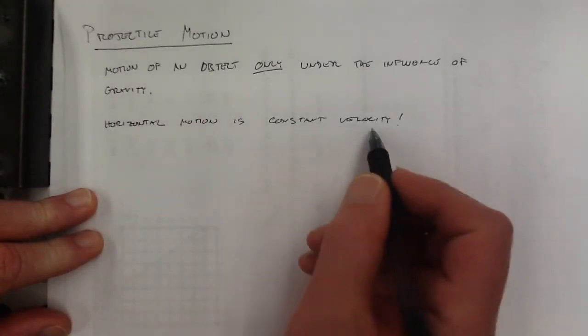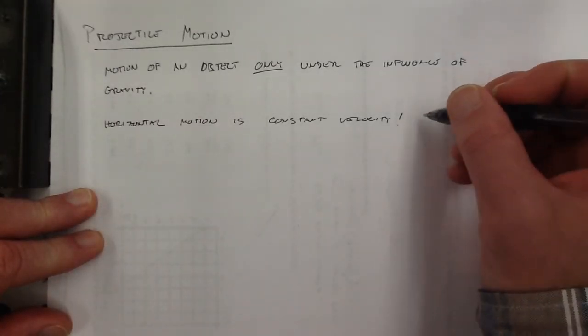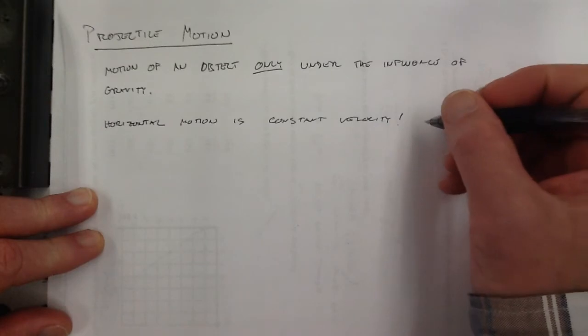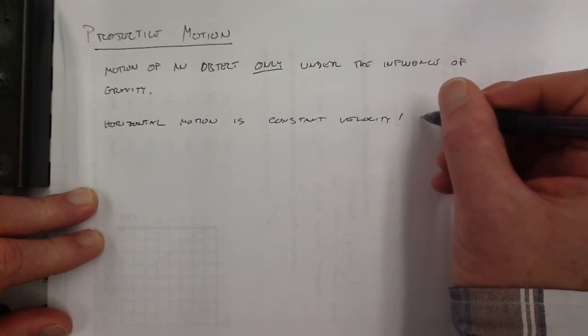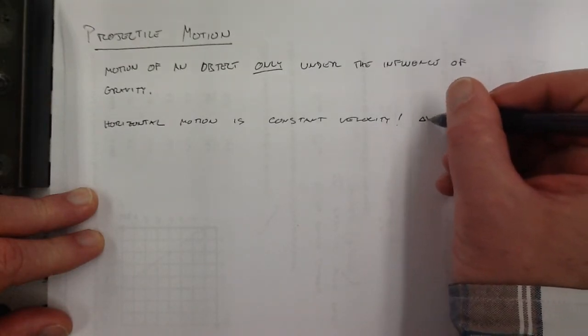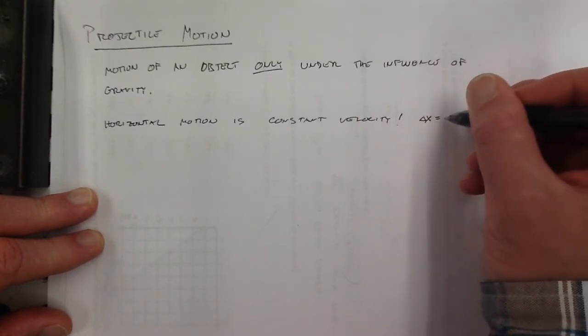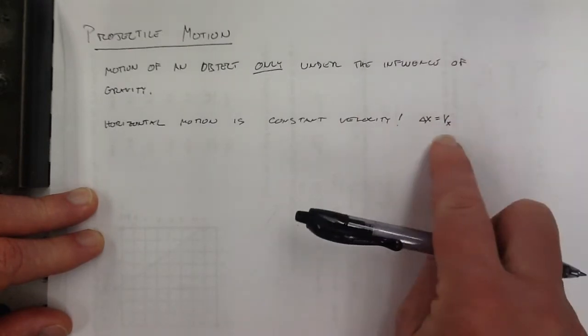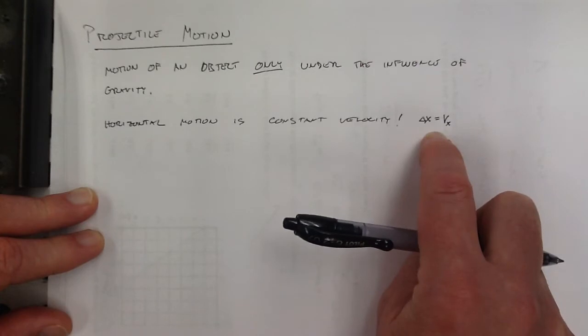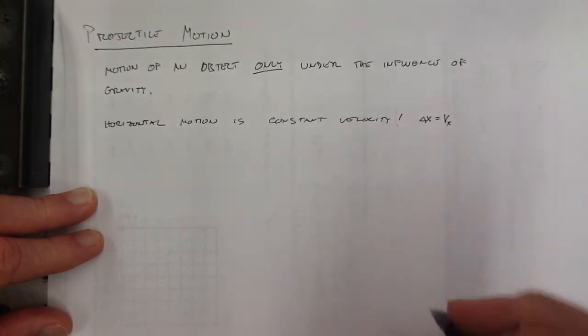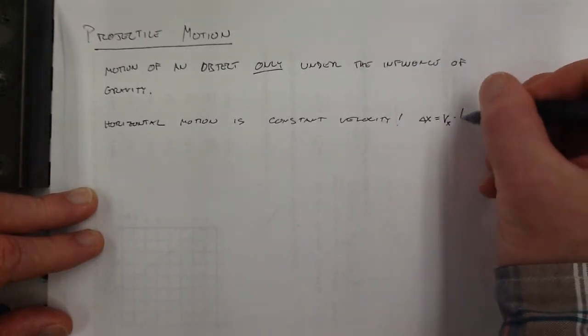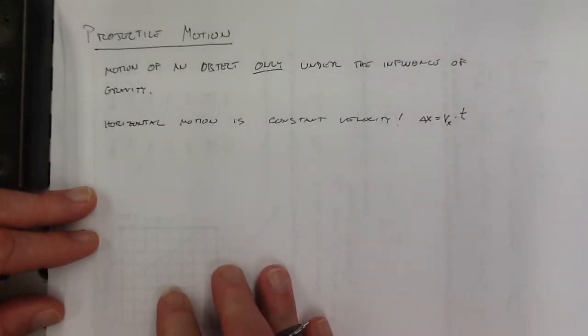Horizontal motion is constant velocity, and that means what mathematical models or equations do we have? That means that your displacement delta x is equal to your constant velocity, which I'm going to call Vx, so as not to confuse it with other Vi's and Vf's, times time.